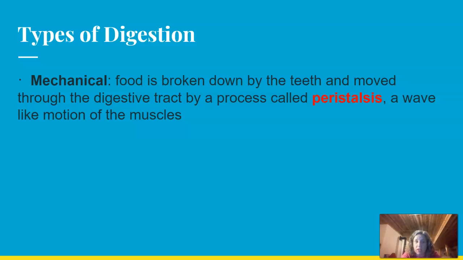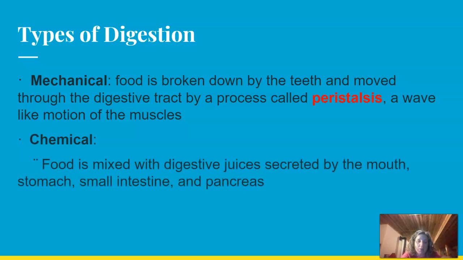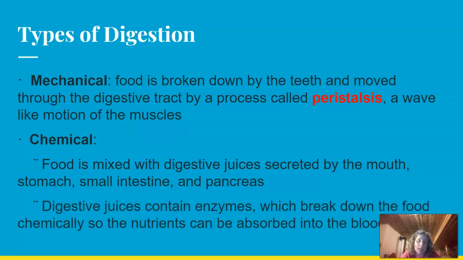So where does mechanical digestion start? Of course, it starts in the mouth when you put the food in your mouth and you start to chew it. And then there's also chemical digestion. That is when food is mixed with digestive juices secreted by the mouth, stomach, small intestines, and pancreas. These juices contain enzymes which break down the food even more chemically so the nutrients can be absorbed into the blood. So obviously when you eat food, it has to be broken down a lot in order for our body to use it. So the digestive juices do that job for us.